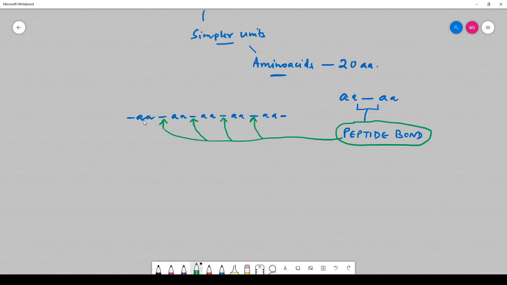Peptide bonds. So now there are 1, 2, 3, 4, and 5 amino acids. So we call this a polypeptide. Okay, meaning there is more than one peptide bond, so we call it a polypeptide.